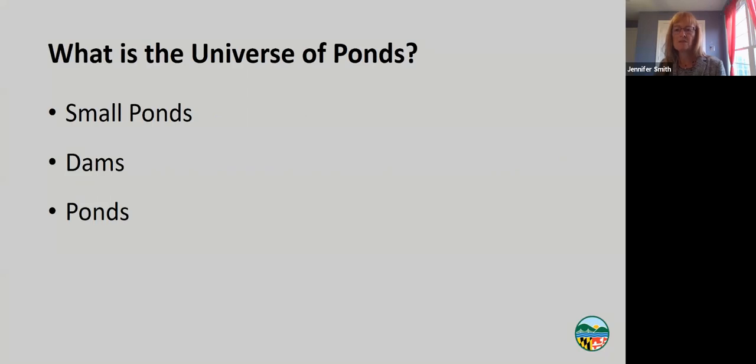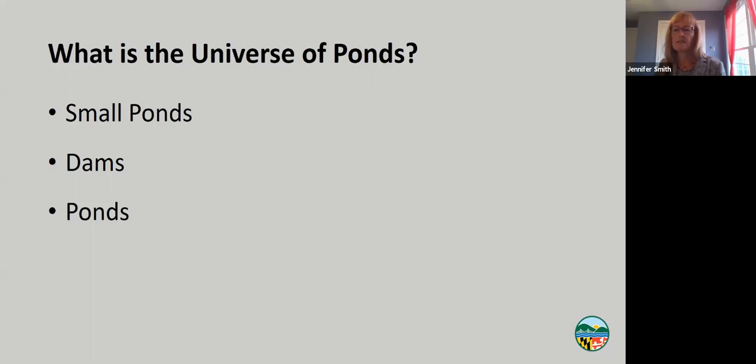So first, let's begin with some basic terminology. What is the universe of ponds? We have small ponds, we have dams, we have ponds, we have embankments. The regulations use the term impoundment. We have jurisdictional dams and non-jurisdictional dams. What does all this mean? Do these terms all mean the same thing?